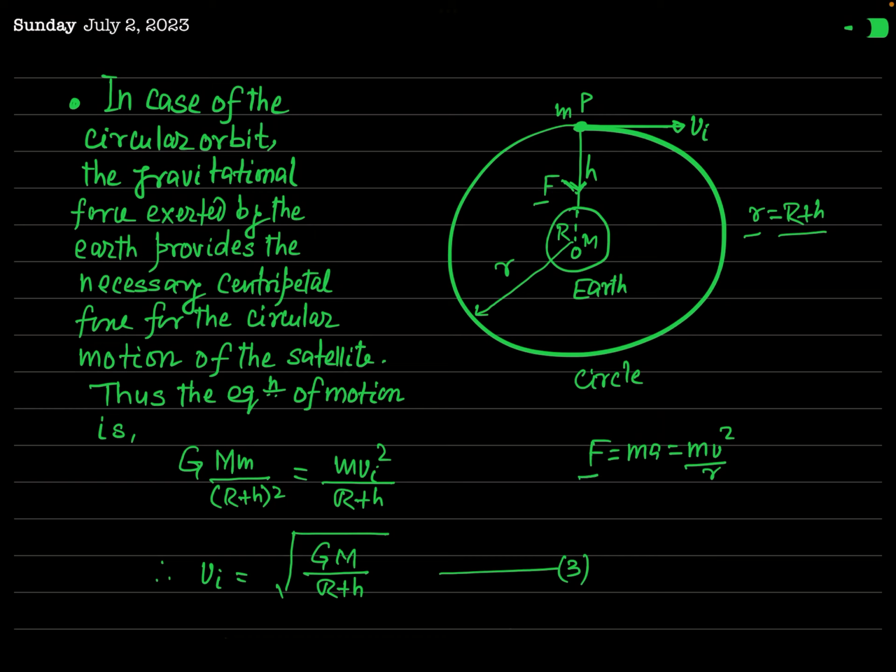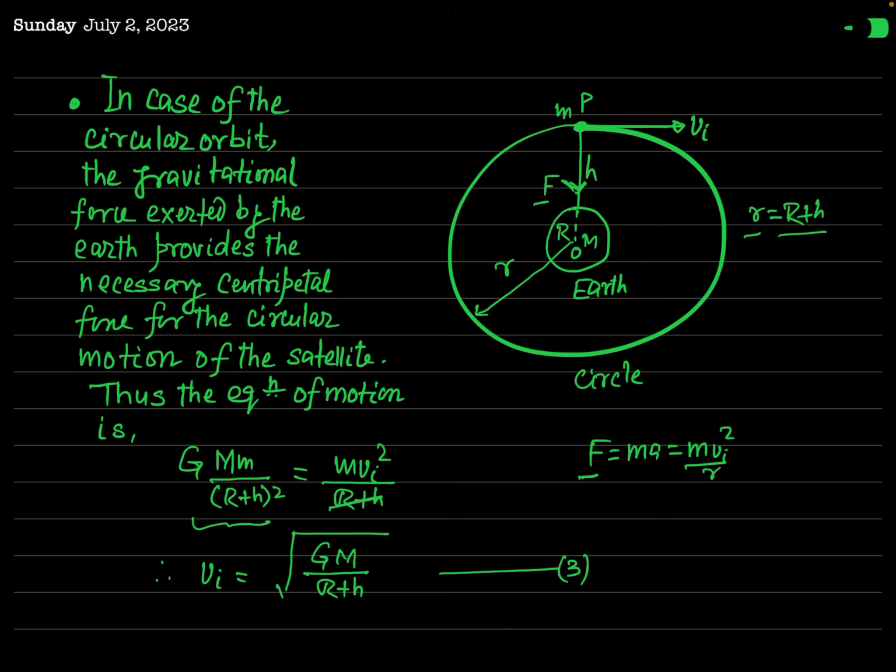And what is this F? F is the gravitational force exerted by the Earth on the satellite. From Newton's law of gravitation, this force will be GMm by (R plus h) whole square, and that will be equal to m vi square over (R plus h). Here, v has been assumed as vi, which is the insertion velocity.